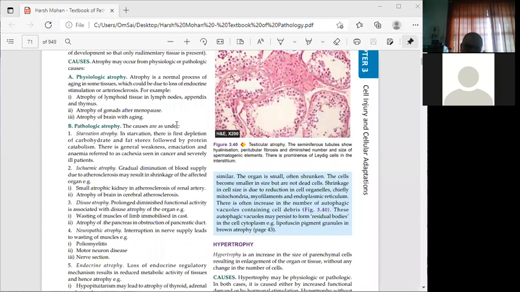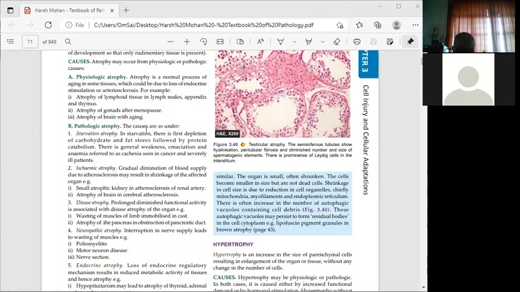Pathologic means related with a disease. Atrophy which is related with disease is called pathologic atrophy. Atrophy means reduction in the size of a cell or decrease in the number of cells.